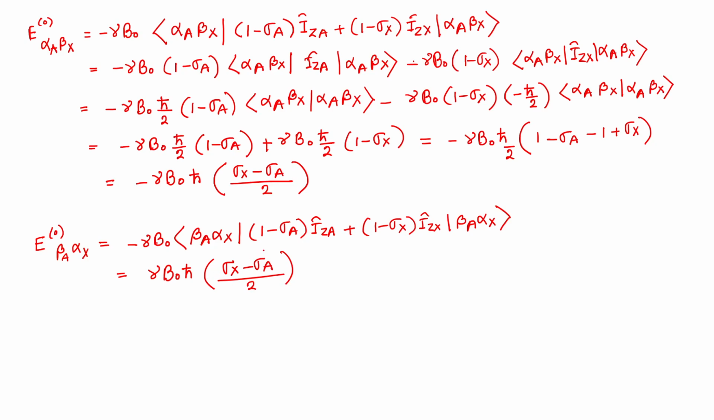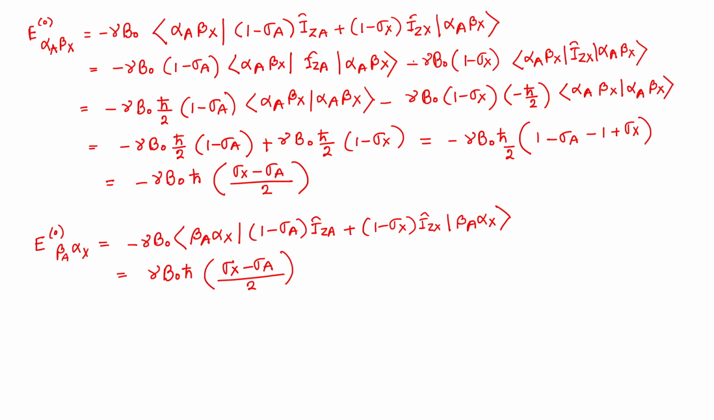Why did the sign change? Because now your A has beta spin. That is why in this term minus will come forward and plus will be there. Earlier it was reversed. Now this is a case when coupling is not taking place. So what do you think? Whose energy is higher? Whose energy is lower?